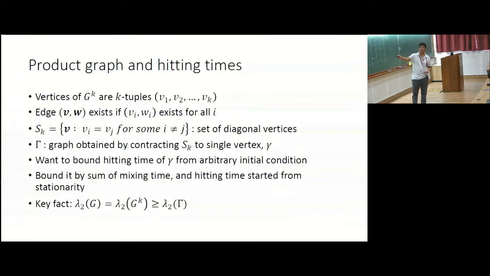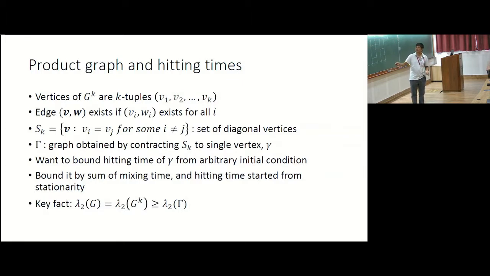So this is how you define them. You construct a graph whose vertices are k-tuples of vertices of your original graph. You put an edge between them if, in each component, v and w, there's an edge in your original graph. And you look at the so-called diagonal vertices, where at least two of the components are the same. So if you hit such a vertex, that means two of the random walks have met. Okay, and then you modify the graph a bit by contracting this set of vertices to a single vertex.